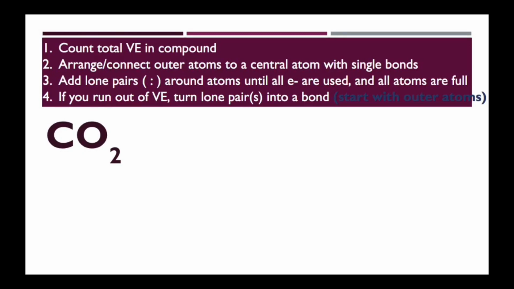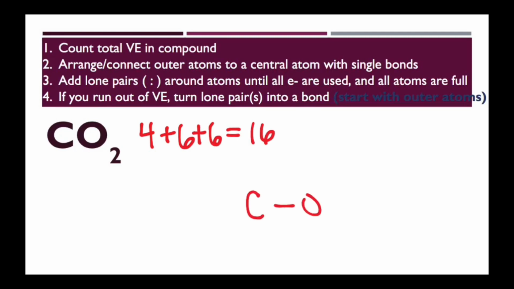Now, it's not just in diatomic molecules that we have multiple bonds. Something else, CO2, very common molecule. C brings 4 electrons to the table. Each of those oxygens brings 6. So we have 16 to work with. Carbon is going to be in the center with a single bond to each of my oxygens. I only used 4 electrons out of my 16.